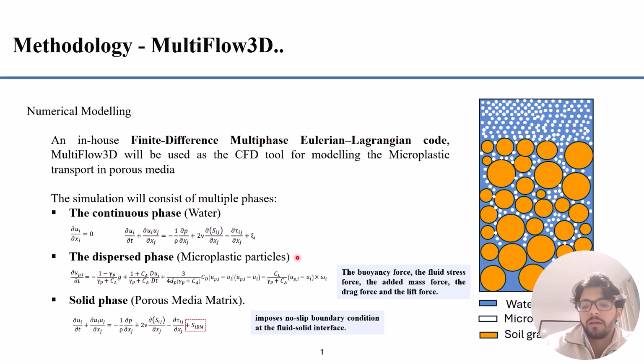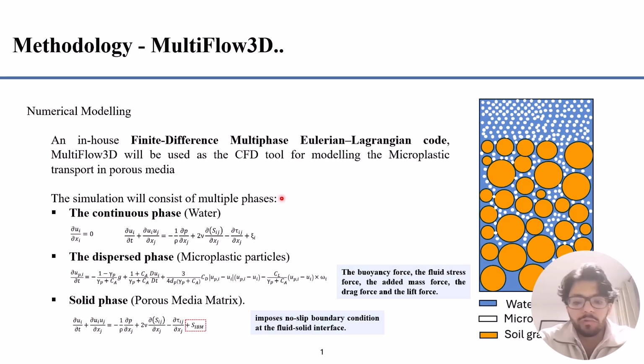And the dispersed phase, which is the second phase here, basically represents the microplastics. Here we are solving it using Newton's second law, so the summation of forces equals mass times acceleration, and here you can see all the forces that act on the particles. There are some obvious forces like the buoyant force and the drag force, but we also include the fluid stress force, the added mass force, and the lift force.